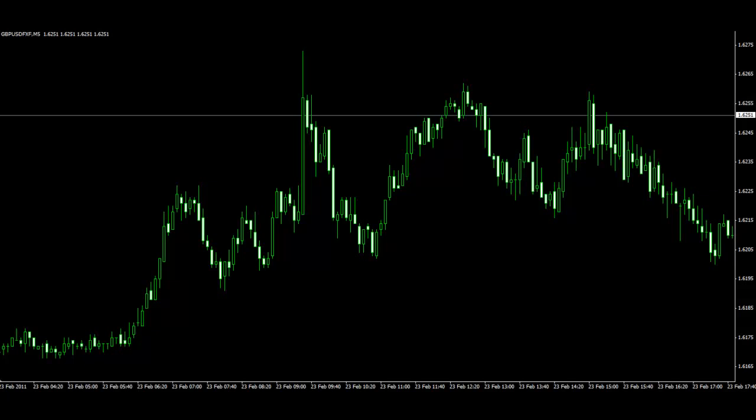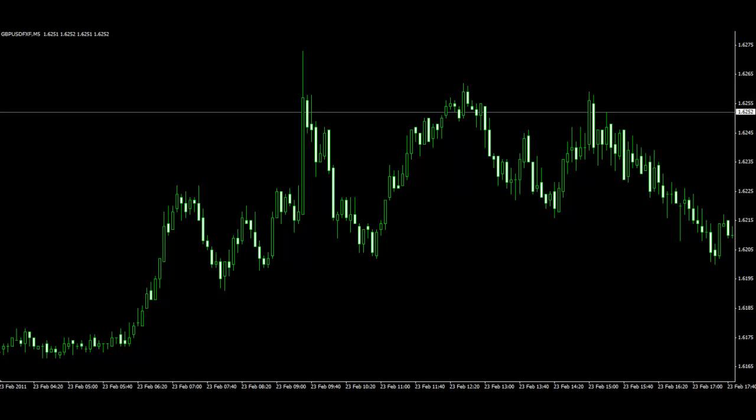Okay, what we're looking at presently is a cable chart, British pound versus US dollar. And what I wanted to discuss tonight was looking at a chart like this. This is a 5-minute chart. If you're new to Forex trading and/or technical analysis, this could be a little overwhelming for someone looking at it.